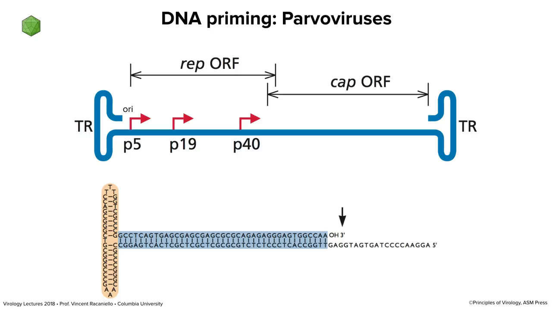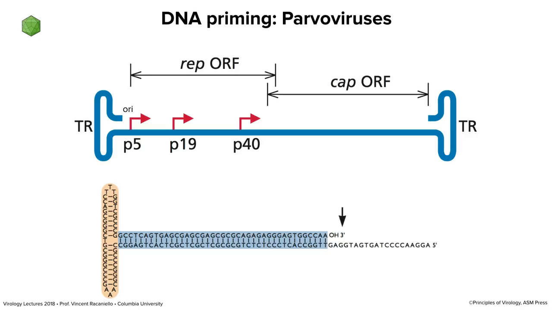Now, why do they do that? Well, you'll see why in some detail, but see that 3' hydroxyl? That is going to be the primer for DNA synthesis. So you don't need to make an RNA primer. You just prime at this structure that's formed naturally in the viral DNA.